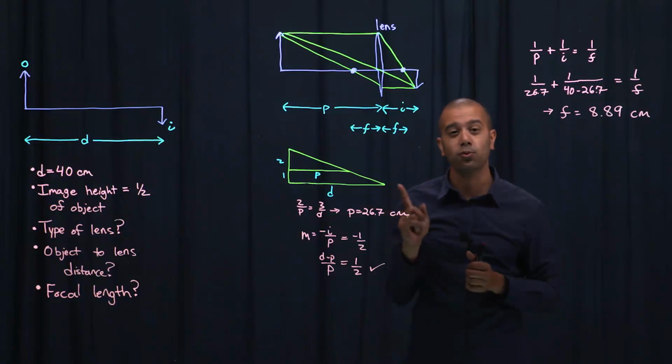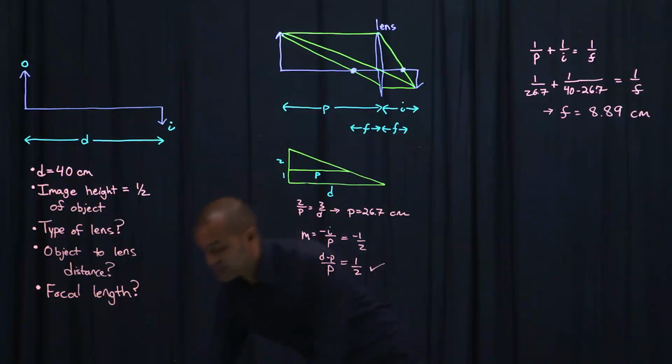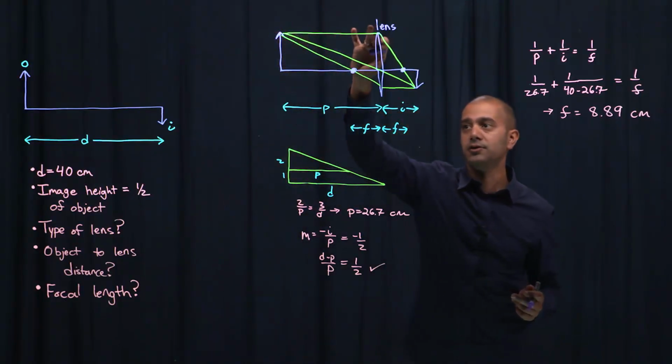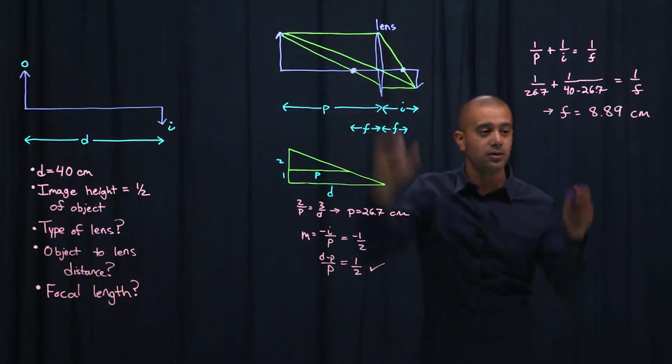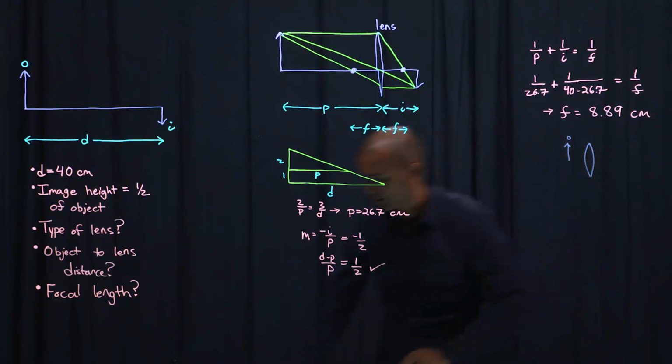I'm going to leave you with one more question, which is not on the problem statement, and that's the following. Say I moved my object to 4 centimeters away from the lens, but I didn't move the lens. All right, so now let's move the object closer to the lens. The object is here, and this distance is 4 centimeters.